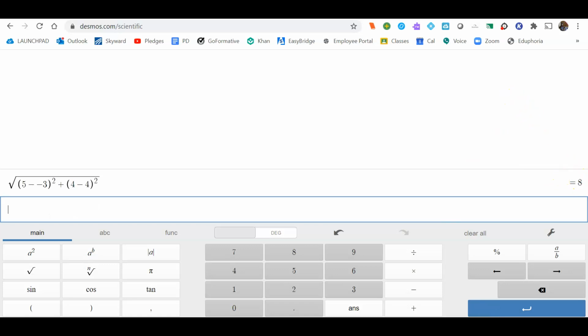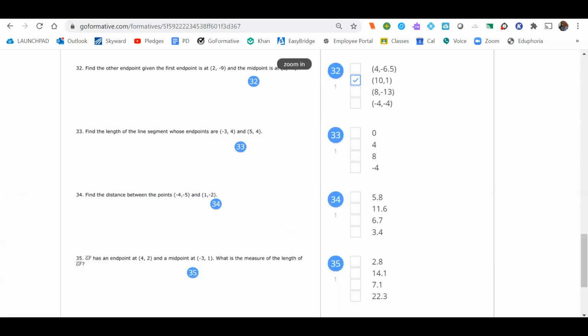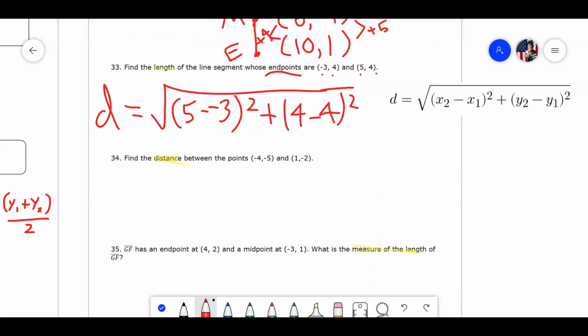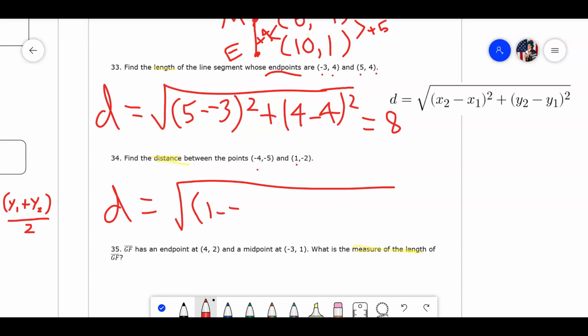Now, if you plotted those points, it would be really easy to count 8 units, but it's not always that easy. So on number 33, the answer is 8. Good. Now let's do the same thing for 34. It says find the distance. So once again, I'm going to write it out using the distance formula. Distance equals the long square root of x2 minus x1, 1 minus negative 4, squared, plus y2 minus y1, negative 2 minus negative 5, squared.